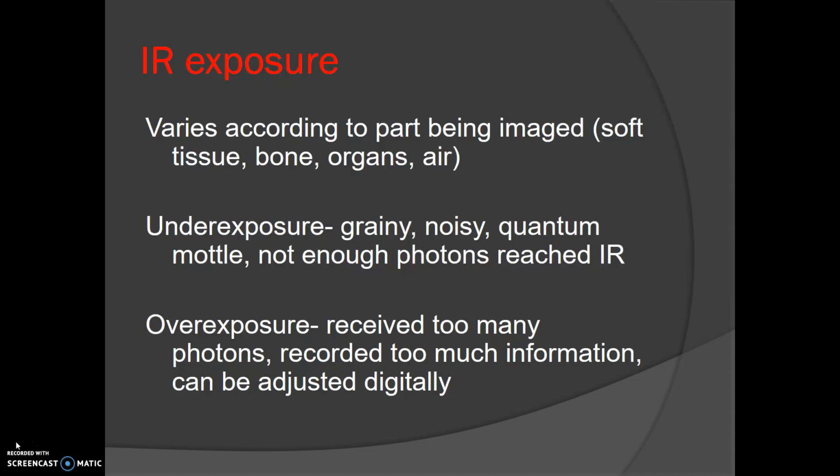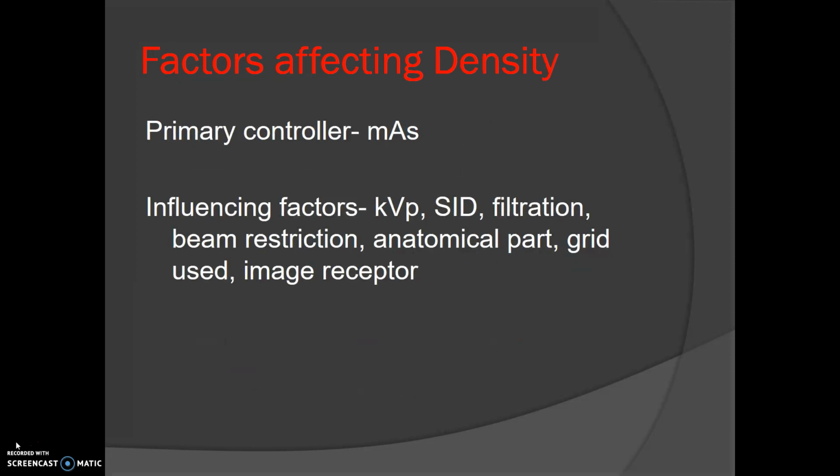Image receptor exposure varies according to the part being imaged, whether it's made of soft tissue, bones, organs, or air. Underexposure creates a grainy or noisy image, also known as quantum mottle, because not enough photons reach the image receptor. Overexposure occurs due to receiving too many photons, and it recorded too much information. It can be adjusted digitally. The primary controller of density is mass. Other influencing factors include KVP, SID, filtration, beam restriction, the anatomical part, if a grid is used, and the image receptor.